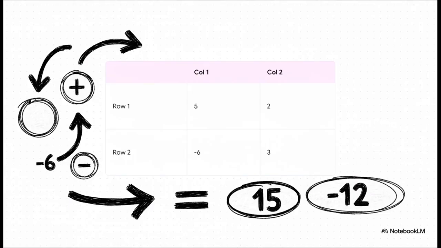Okay, let's try it out with this matrix here. First, we're going to multiply down. 5 times 3, that's 15. Easy enough. Then we multiply up. -6 times 2 gives us -12. So the last step is just to subtract that second number from the first. We've got 15 minus a -12.